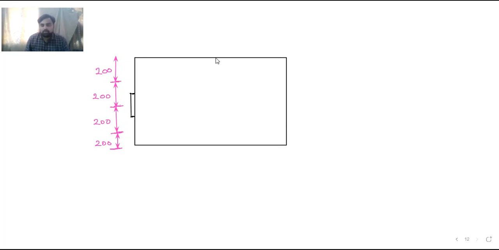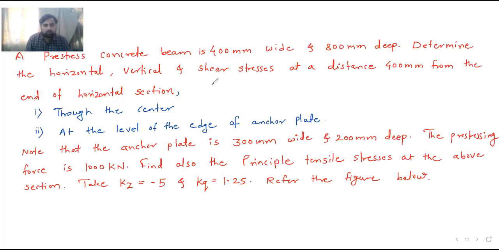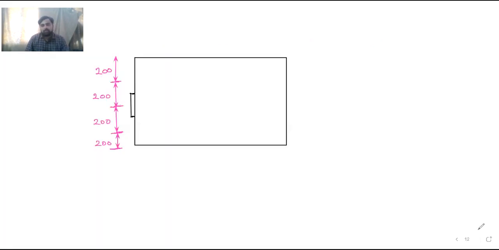Now what they have told us in the problem is that the shear stress needs to be calculated at a distance of 400 mm. Okay, so from this point I will measure a distance of 400 mm. Suppose the distance reaches here at this point. This is 400 mm, and at this point I will take one section. So this is my section line now. At this point I have taken one section.